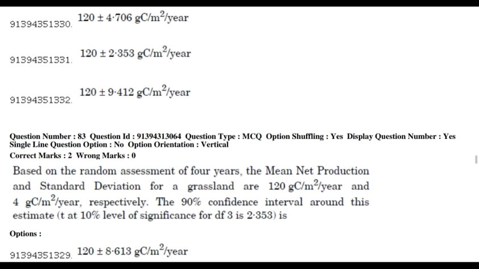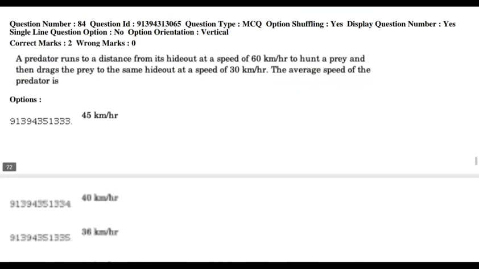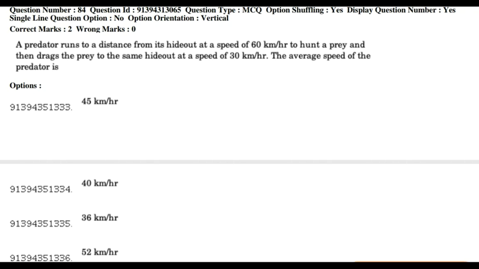Next, a predator runs to a distance from its hideout at a speed of 60 km per hour to hunt a prey and then drags the prey to the same hideout at a speed of 30 km per hour. The average speed of the predator is 40 km per hour.